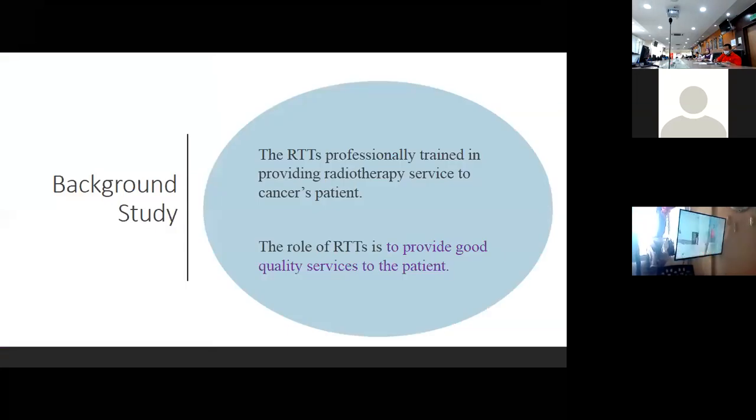Okay, RTT train professionally untuk memberi servis radioterapi kepada cancer patient. So the role of RTT is to provide good quality service to the patient, termasuk macam mana dari segi quality services tu RTT mesti understand and interpreting the treatment prescription yang diberikan oleh oncologist, mesti tahu treatment preparation, treatment delivery and patient management, juga treatment verification, information management, dan juga haruslah responsibility secara profesional, dan juga mesti mengamalkan radiation protection, health and safety, juga able to critically evaluate practice dari segi dia punya job scope kerja.